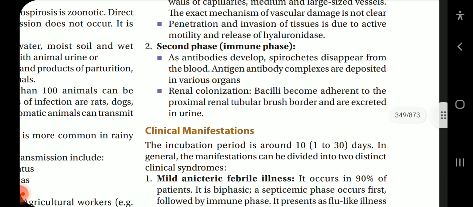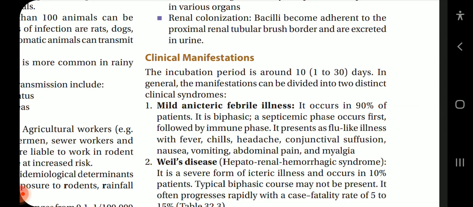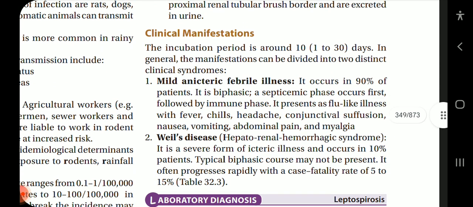Second phase, immune phase. As antibodies develop, spirochetes disappear from the blood. Antigen antibody complexes are deposited in various organs. Renal colonization. Bacilli become adherent to the proximal renal tubular brush border and are excreted in urine. Clinical manifestations. The incubation period is about 1 to 30 days.